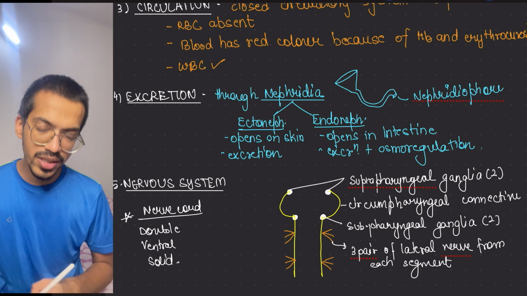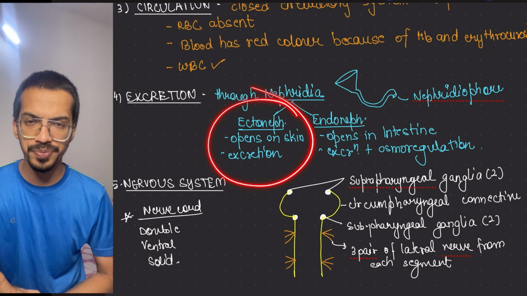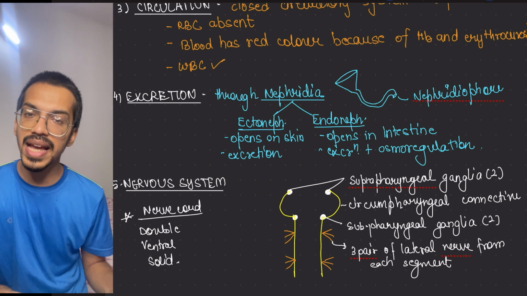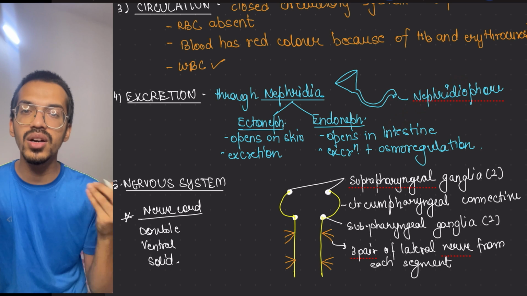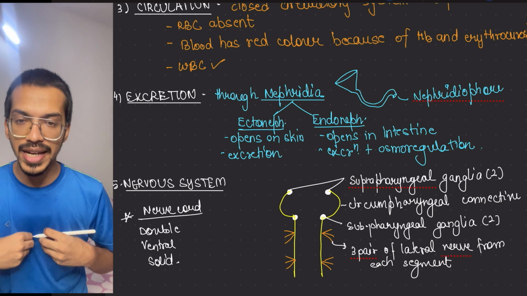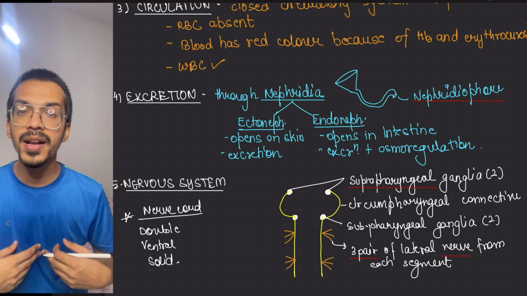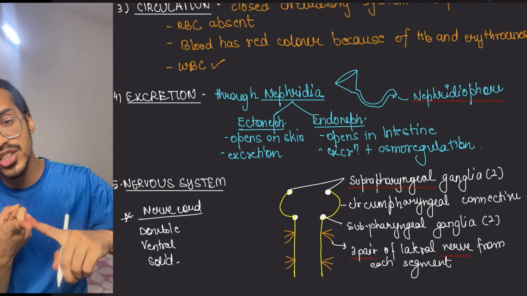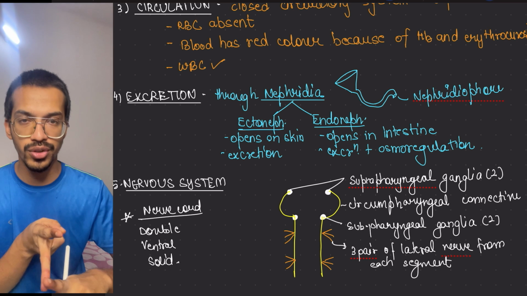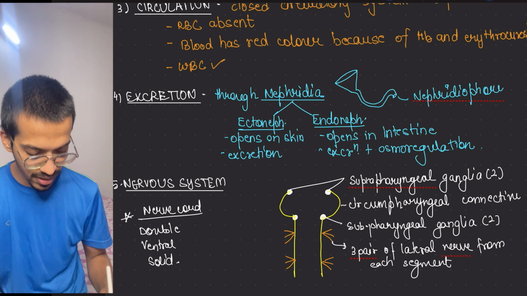Now the first one is only and only doing excretion, but the second one, that is endonephridia, which are throwing the waste into the intestine or into the alimentary canal. Here they are doing the excretion feature and the osmoregulation feature also. Okay, so this thing is important to you.